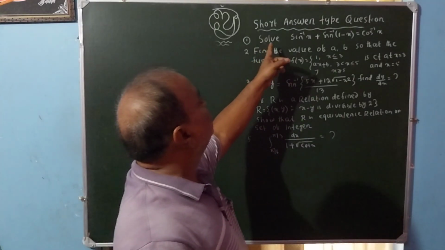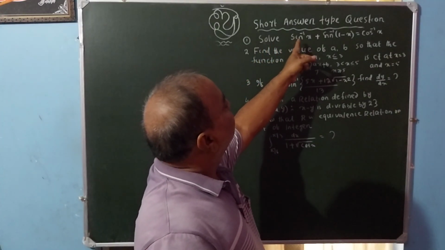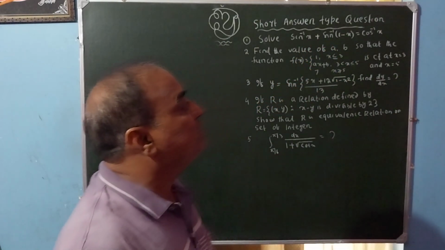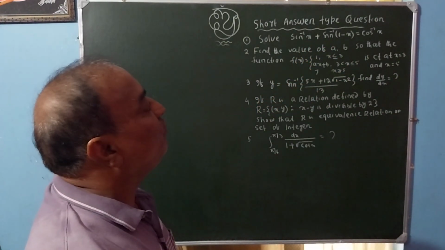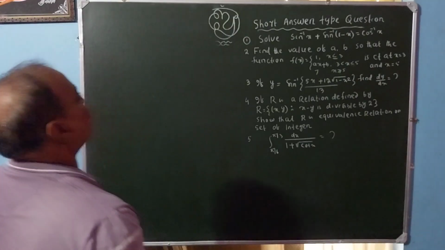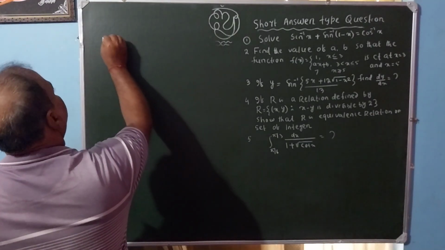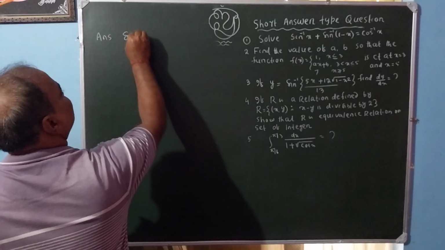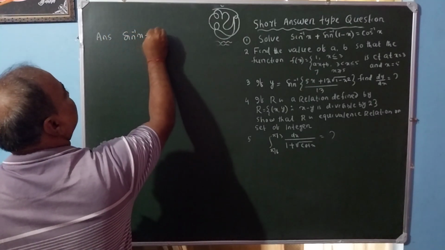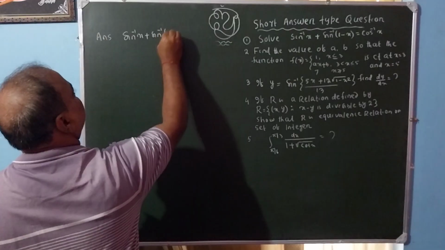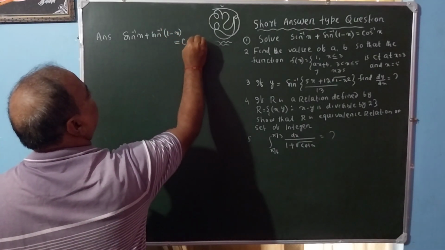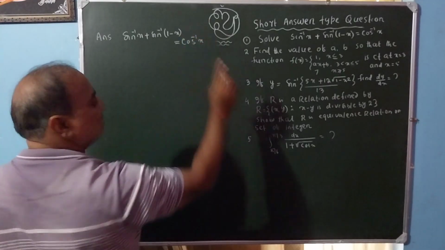First of all, we have to solve sin inverse x plus sin inverse (1 minus x) is equal to cos inverse x. What is the value of x? We have to solve it, so write down the question. Answer: sin inverse x plus sin inverse (1 minus x) is equal to cos inverse x.